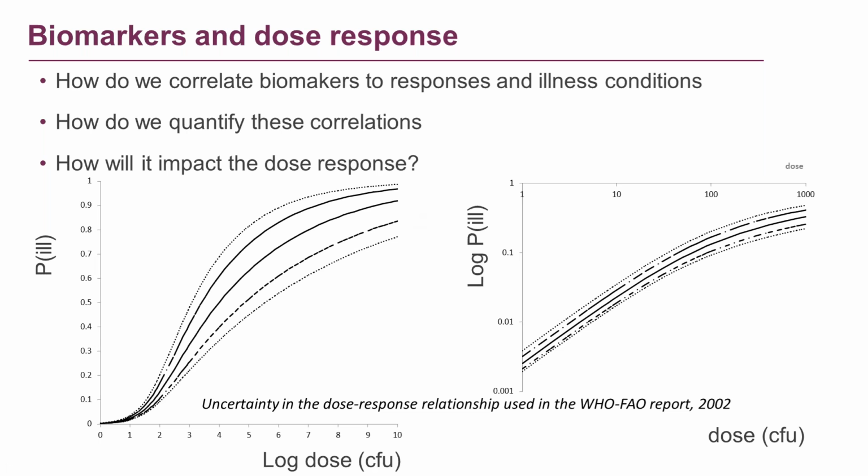And you can see here that already uncertainty is very large at the low infectious dose, which is shown here on the right hand side. So the question is, how can we include biomarkers in getting maybe the uncertainty of this kind of dose response relationships to become smaller?